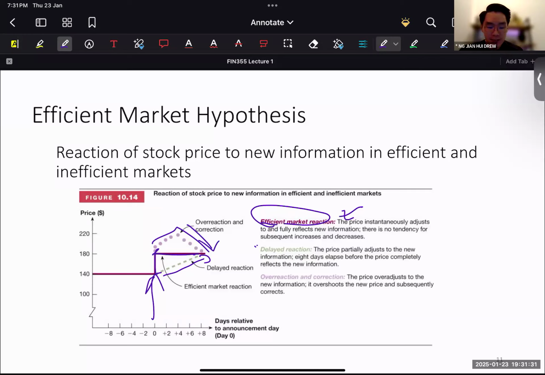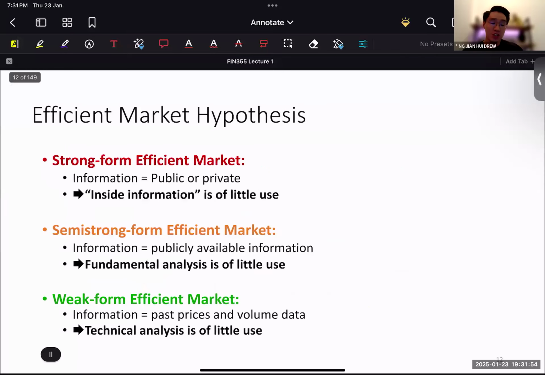And in both cases, whether it's a delayed reaction or overreaction, it has kind of showed you that, you know what, maybe the market is not that efficient after all, right? If it's so efficient, it should price in at the exact price of the new information, and it should just stay there, right? So because of this, we know that maybe the market is not that efficient.